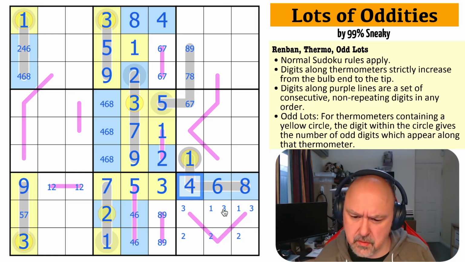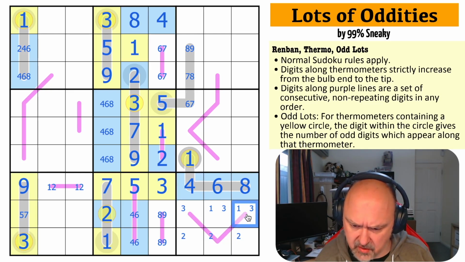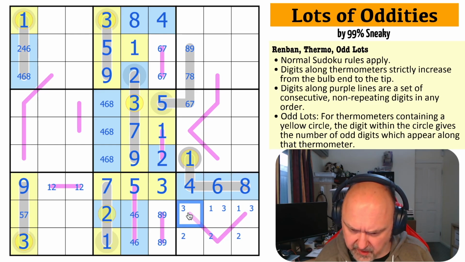So there has to be a 1 or a 3 on this line, because 1 and 3 are in here, and 2 of these cells are between 1 and 3.